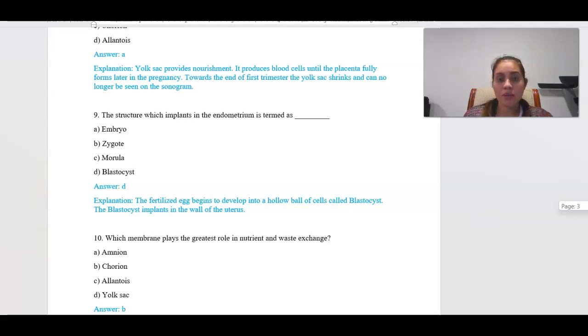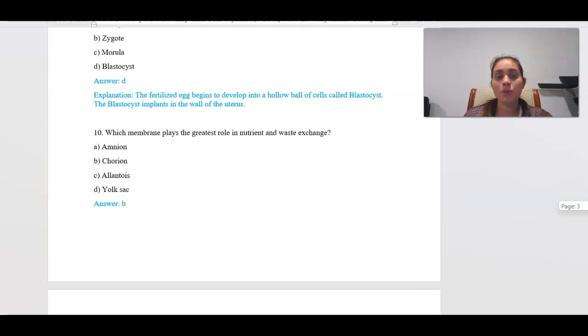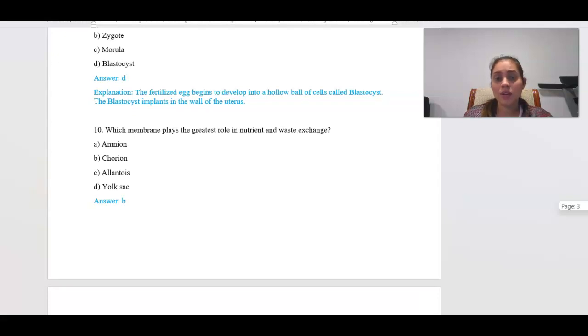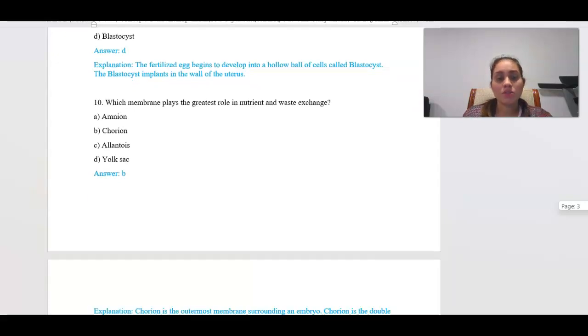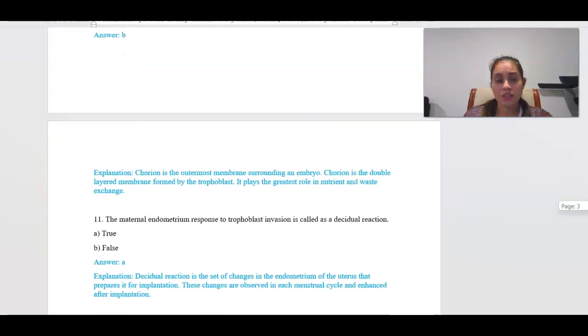The fertilized egg begins to develop into a hollow ball of cells called blastocyst, and the blastocyst implants in the wall of the uterus. The 10th question is, which membrane plays the greatest role in nutrient and waste exchange? The answer is chorion, because it's the outermost membrane surrounding an embryo, and chorion is a double-layered membrane formed by a trophoblast. It plays the greatest role in nutrient and waste exchange.